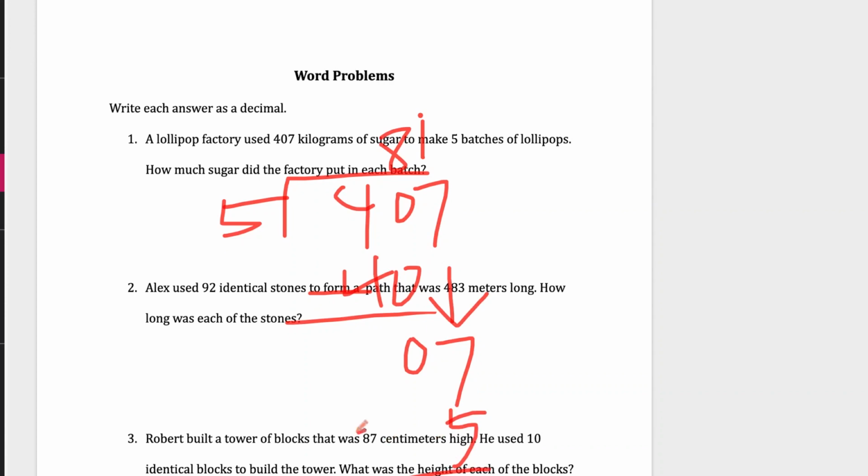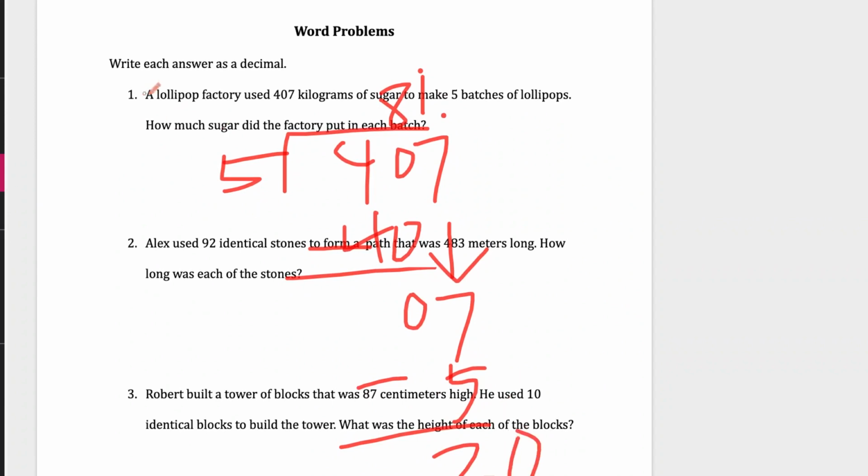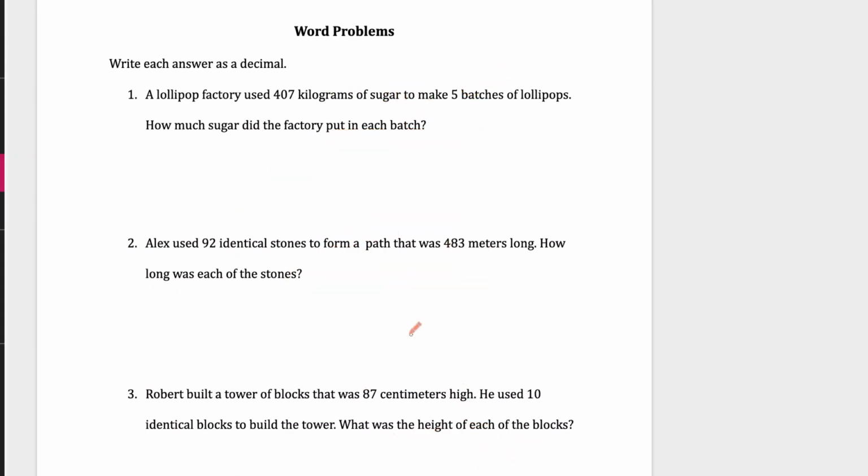So this turns into a 2. 5 does not go into 2, so we put a decimal point here. We add the 0. 5 times 4 is 20. So we get 81.4 grams of sugar per batch.